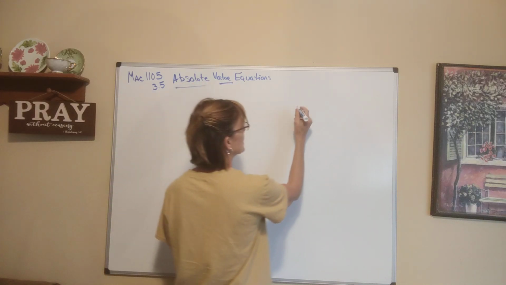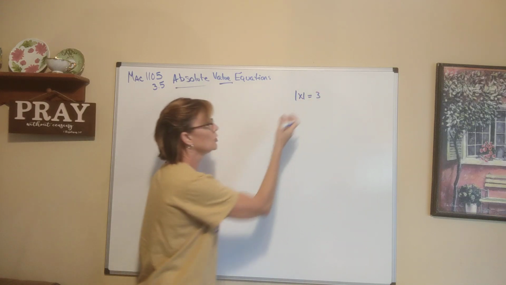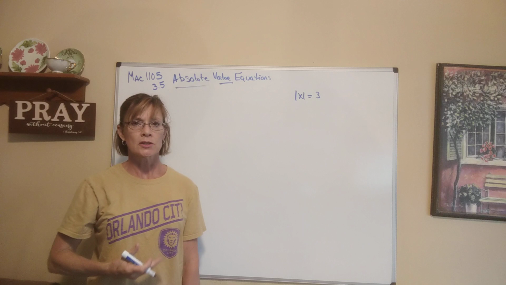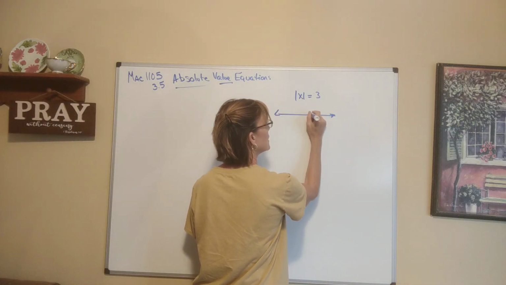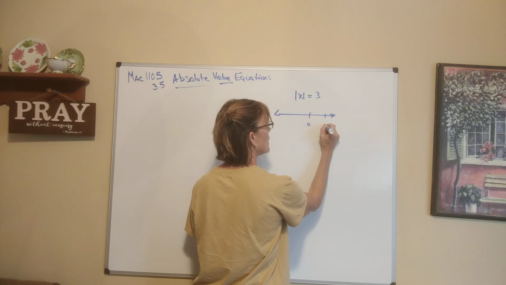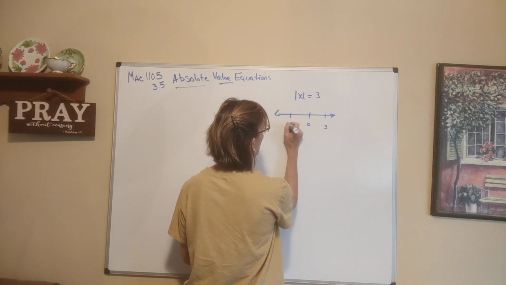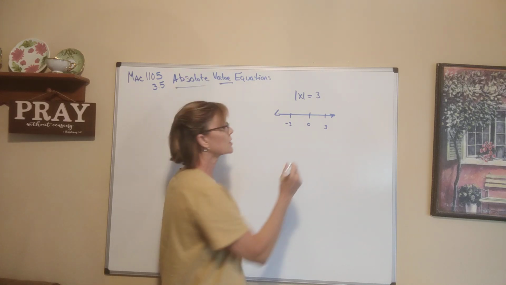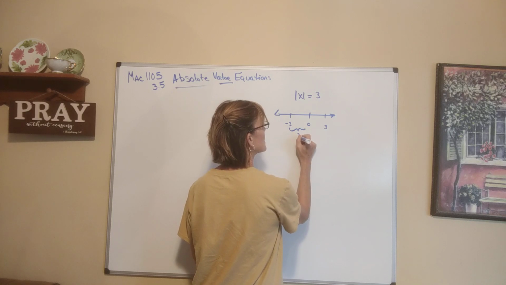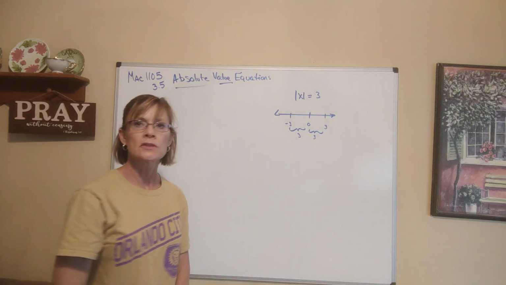So for instance, if we have the absolute value of x is equal to 3, you ask yourself, what number is 3 units from zero? So I like to think of a number line. If this is 0, 3 is obviously 3 units from 0. And -3 is also 3 units from 0. So we don't care which direction. We just want to say which numbers are 3 units from 0.